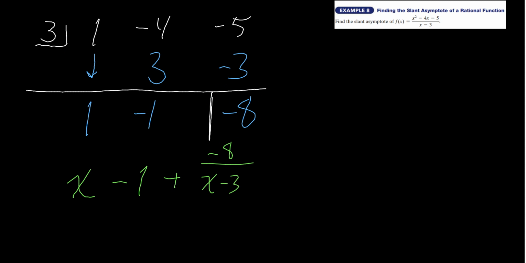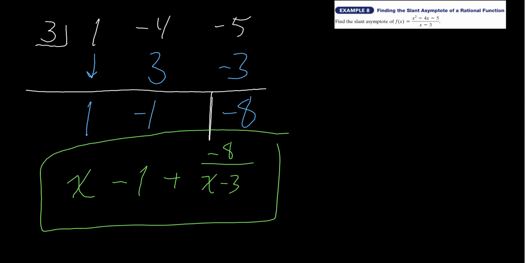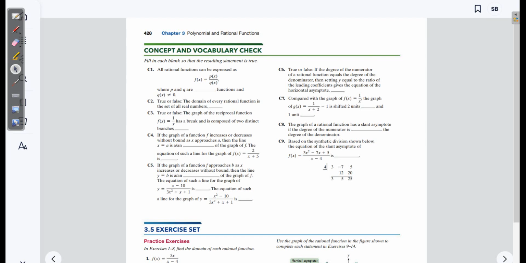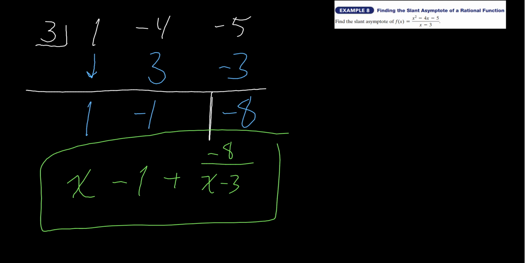Okay, and this is the equation of my slant asymptote. Now let's do long division, because you will have some long division problems here. Long division is a lot more tedious than synthetic division, and I know that sucks.